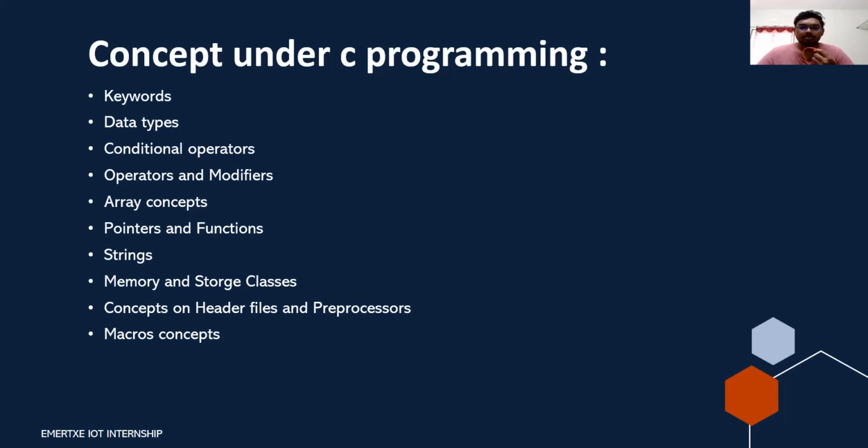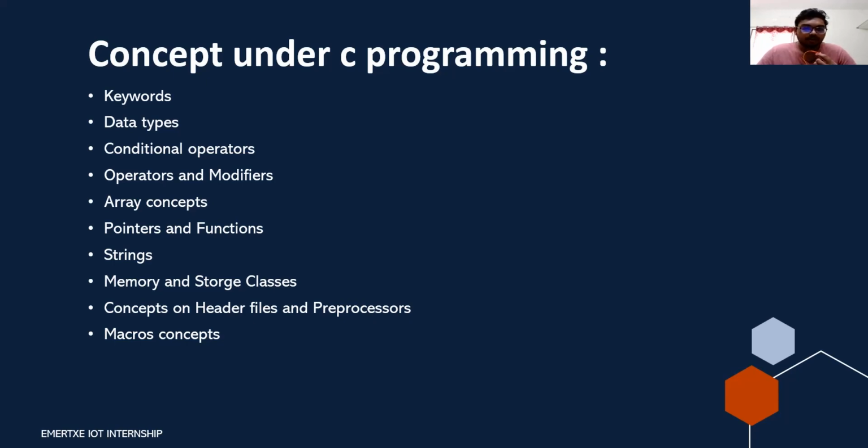And strings are nothing but an array of characters. A character is nothing but a normal letter. If my name is Teja, T is a character, but Teja is a string, kind of that. And memory and storage classes. So in memory, you will have how the memory allocation will be done, malloc, calloc, and how the storage classes will be there.